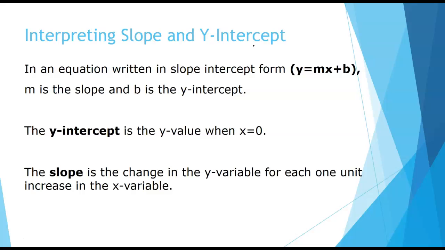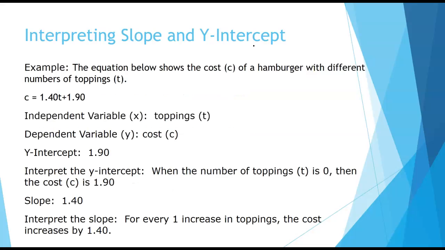Interpreting slope and y-intercept. In an equation written in slope-intercept form, which is y equals mx plus b, m is the slope and b is the y-intercept. The y-intercept is just the y value when x equals 0. The slope is just the change in the y variable for each 1 unit of increase in the x variable.